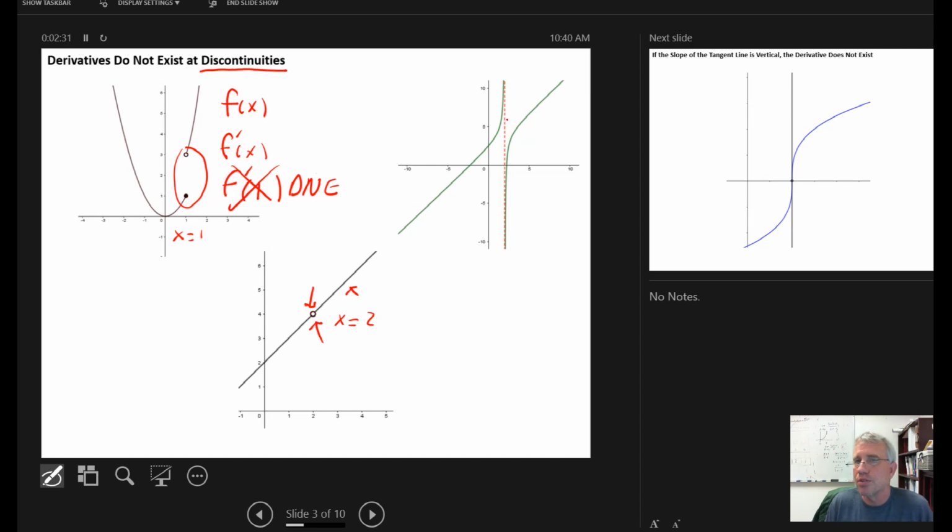Here the discontinuity is a vertical asymptote. So for this function, let's call it g of x, g prime of x does exist, but not at x equals a, where a is the location of the vertical asymptote. So at the vertical asymptote, there's no derivative, even though the derivative exists everywhere else. So with discontinuities, the derivative doesn't exist at the input value that's causing the discontinuity, although it's probably going to exist everywhere else.